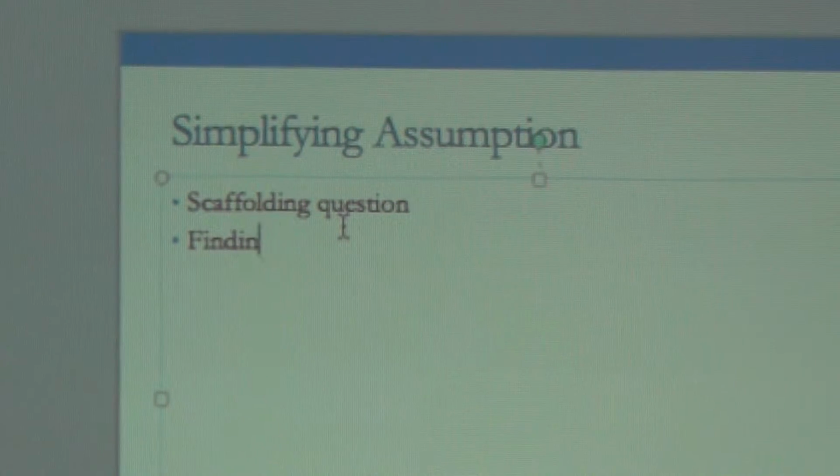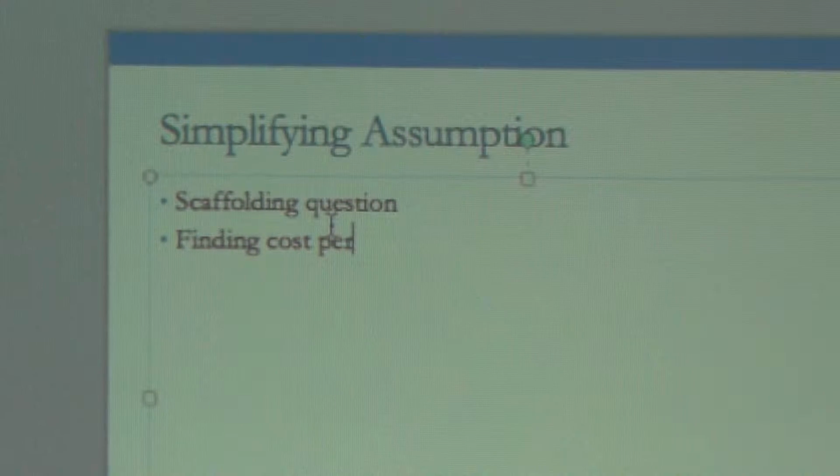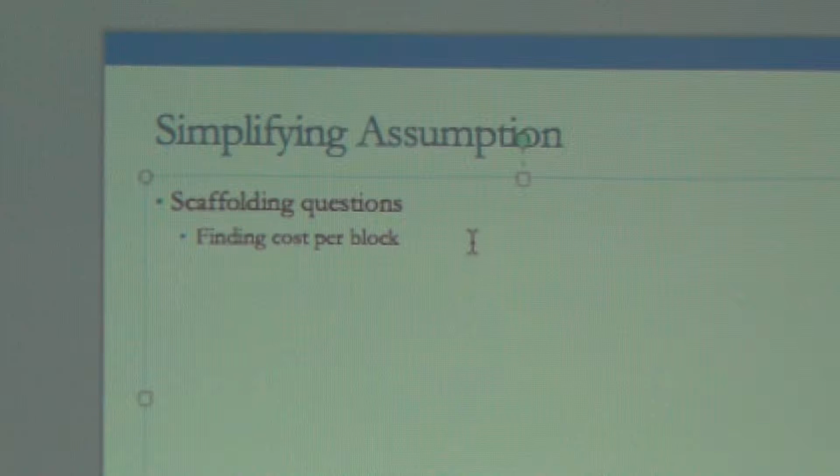Generally, it's guiding questions. Providing guiding questions. So it's kind of still within that scaffolding questions, right? It might be still actually within that. Is that kind of what you're saying? Yes. Okay. What else? What else might be simplifying assumptions for these kids?